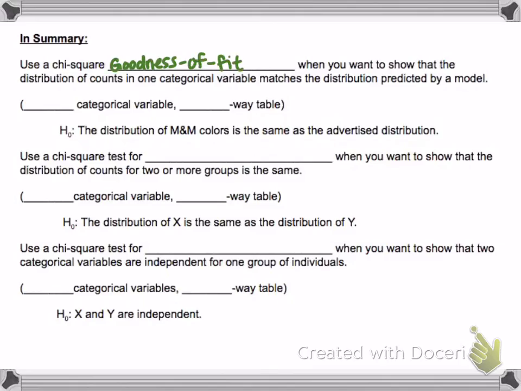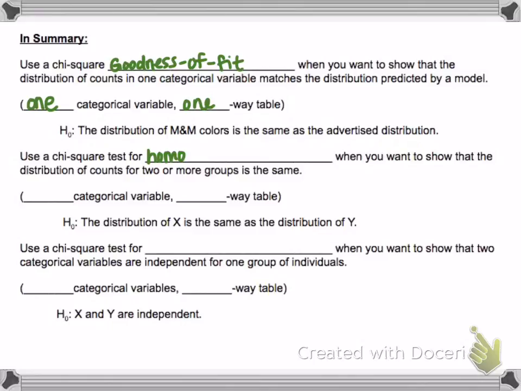You use a chi-squared test of goodness of fit when you want to show that the distribution of counts in one categorical variable matches the distribution predicted by a model. So, one categorical variable and a one-way table. An example of that was when we compared the counts in a bag of M&Ms versus what the website theoretically said there should be. When you're specifically comparing a set of data to a theoretical idea of what the data should look like, that's goodness of fit. How well does our data fit the model?